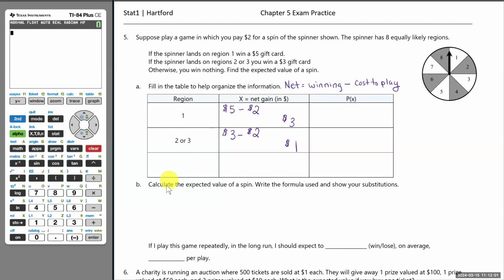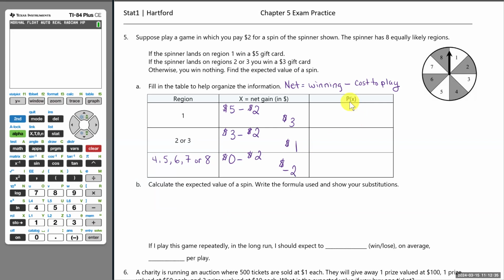And then finally, the other regions. If you're not 1, 2, or 3, the other regions would be 4, 5, 6, 7, or 8. So if you land on any of those 5 regions, your winnings will be nothing. Those are losing regions. Minus, you did have to pay $2 to play. So in that case, you're going to be out your $2. Your net will be negative, you'll be down 2.